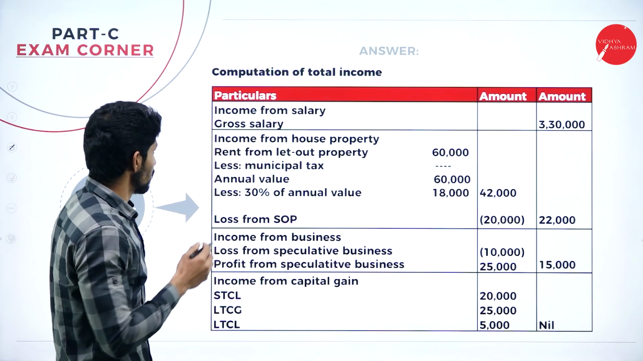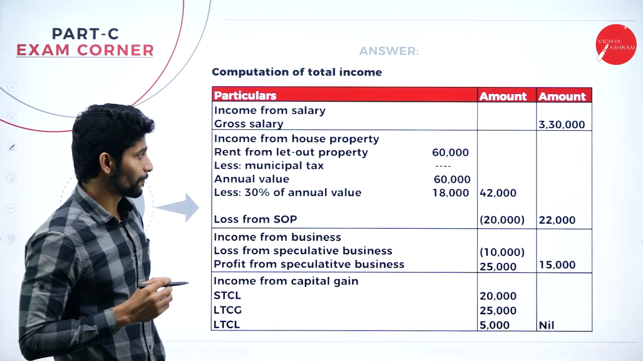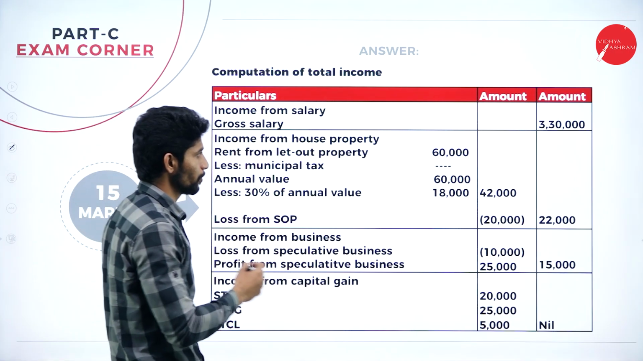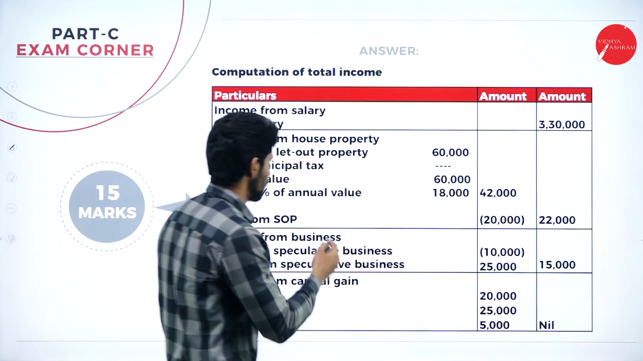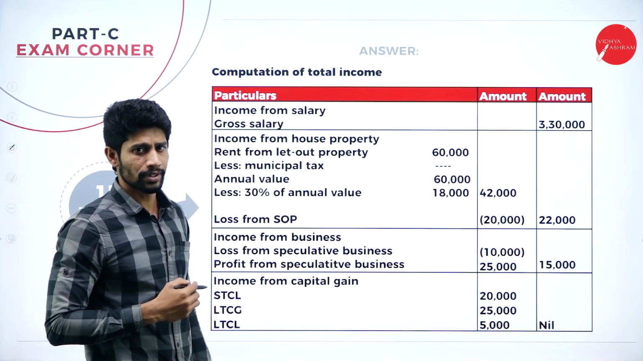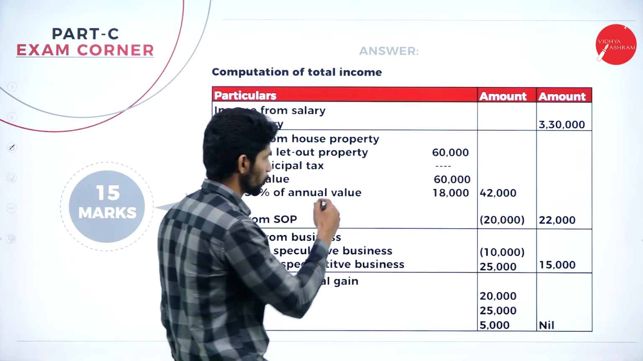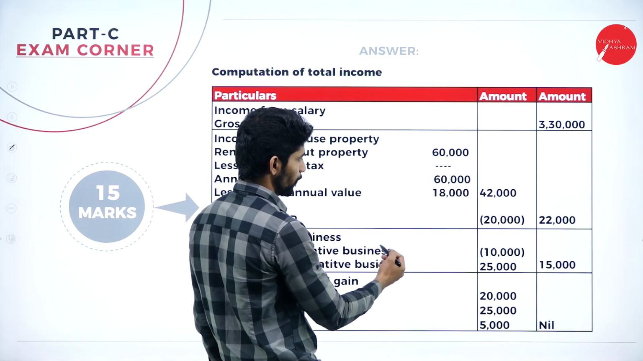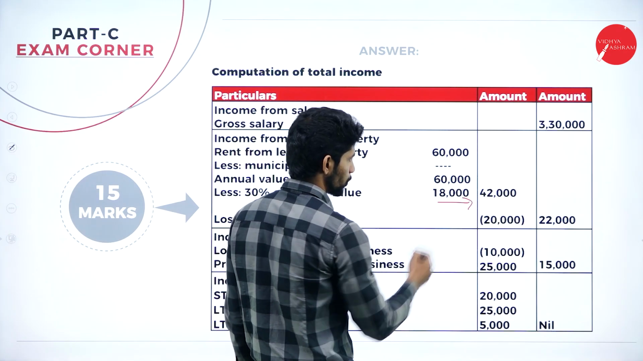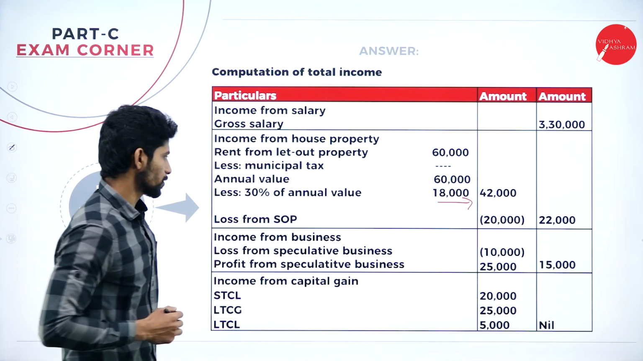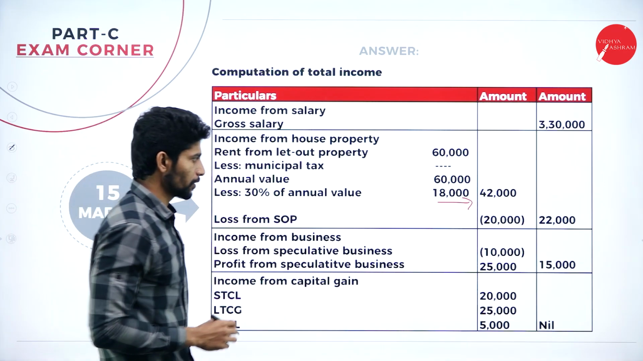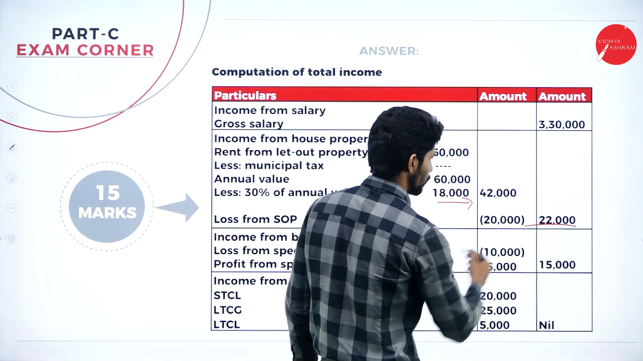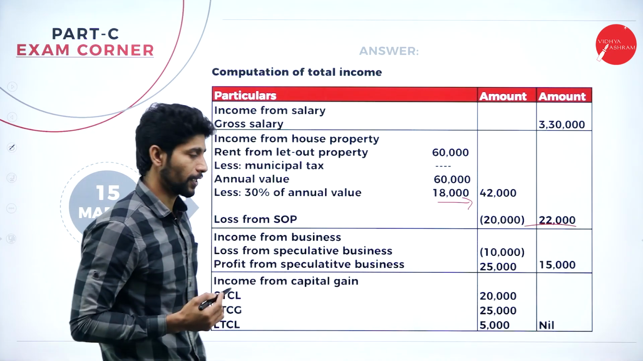Here you can see, first we are supposed to consider income from salary. Income from salary is how much? Rupees 3,30,000. Next, income from house property: 60,000 is the annual value of let out property. There is no municipal tax given. Deduct 30% of annual value, you will get 42,000. Next, loss from self-occupied property. Deduct 20,000 of loss from 42,000, balance 22,000, income from house property.